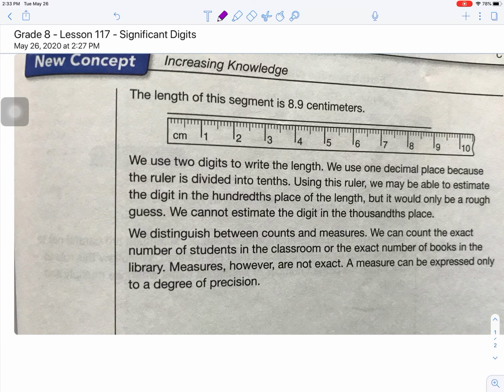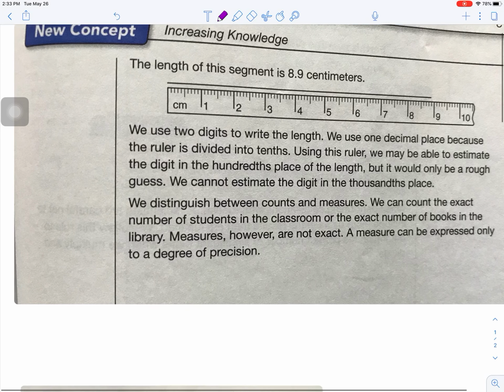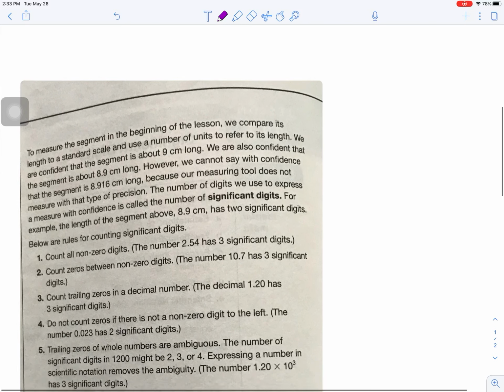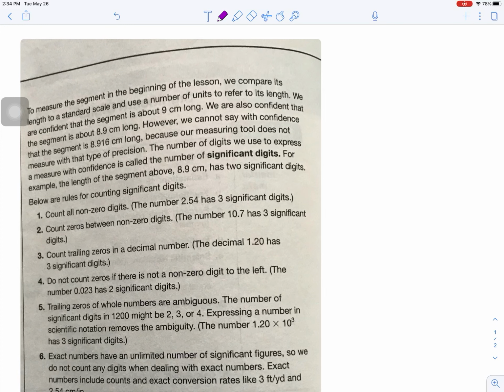That's why you'll see when they build engines, for example, the tolerances, they have very, very strong ability to measure that much better than a ruler. So they have very special tools for that. To measure the segment in the beginning of the lesson, we compare its length to a standard scale and use a number of units to refer to its length. We are confident that the segment is about 9 centimeters long. We are also confident that the segment is about 8.9 centimeters long. However, we cannot say with confidence that the segment is 8.916 centimeters long because our measuring tool does not measure with that type of precision.